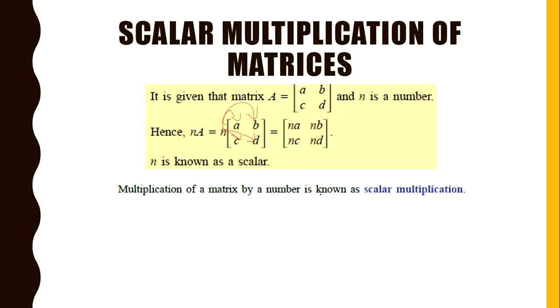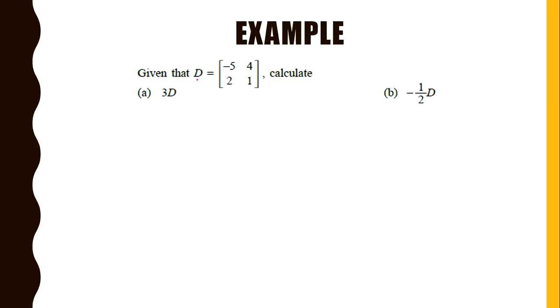Multiplication of a matrix by a number is known as scalar multiplication. Okay, look at the example. Given that D equals negative 5, 4, 2, 1. Calculate 3D. So, how do we do 3D? Okay, we have 3 outside, right? 3. Okay, so D is negative 5, 4, 2, 1.